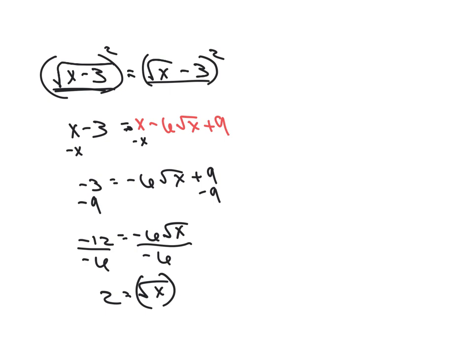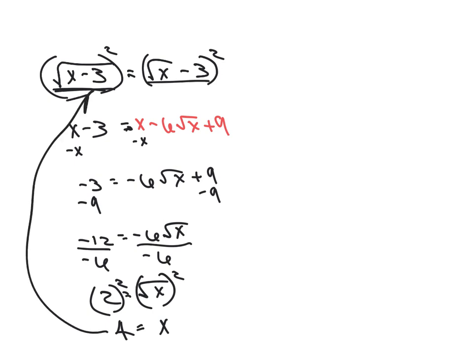Now I can square both sides because all I have is the radical. I isolated it. So this becomes an x. 2 squared is 4. Okay? And I do all that work. I plug this back into the original, and it doesn't work. Because 4 was our only solution, there is no solution to this equation.